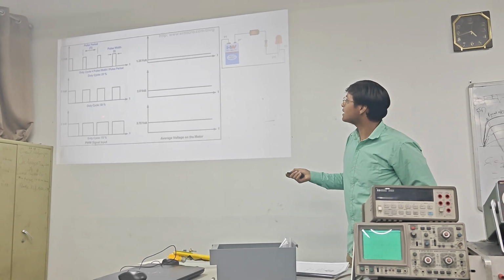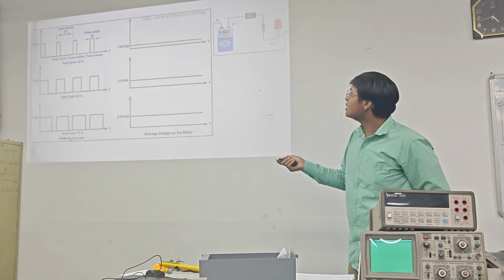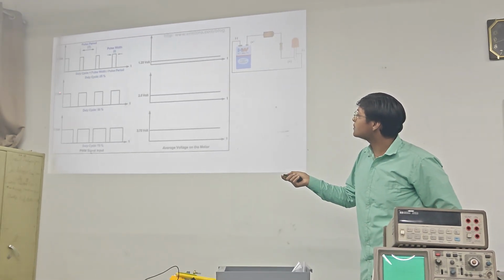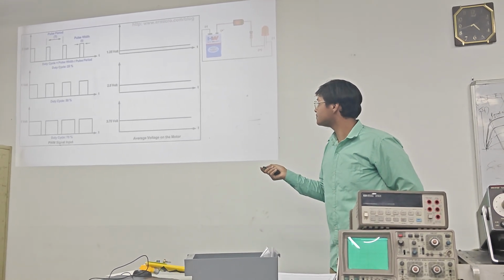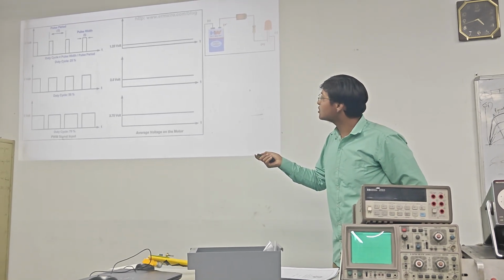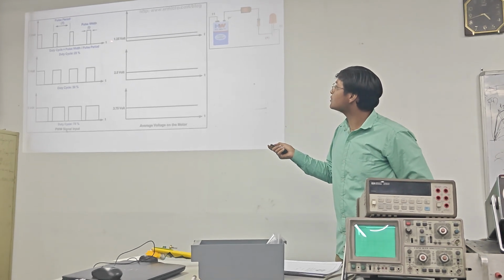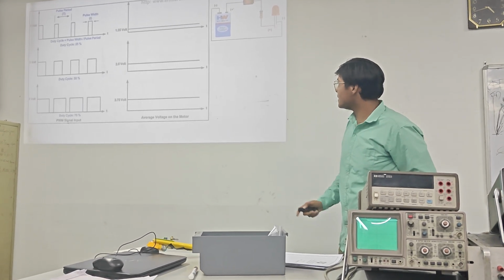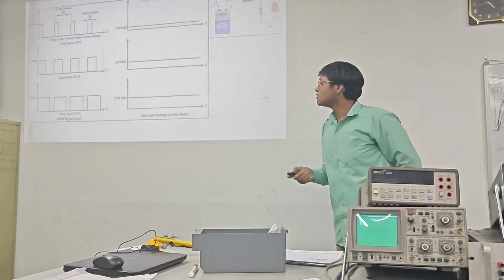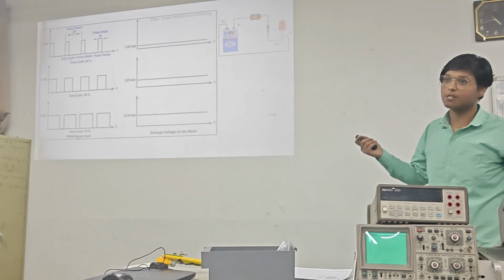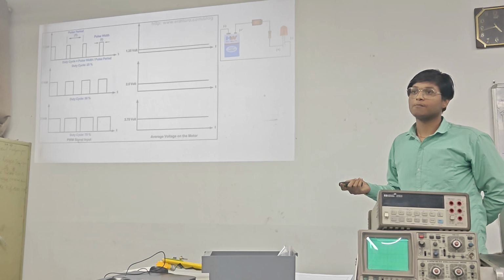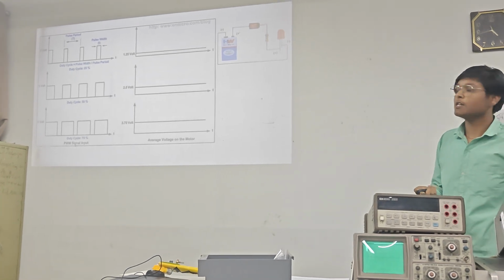If our duty cycle here is 50%, the peak voltage is 5 volt and the average voltage comes to 2.5 volt. Here the duty cycle is 25%, so our average voltage comes to 1.25 volt. But here the problem is we cannot switch physically that much faster with physical switches.